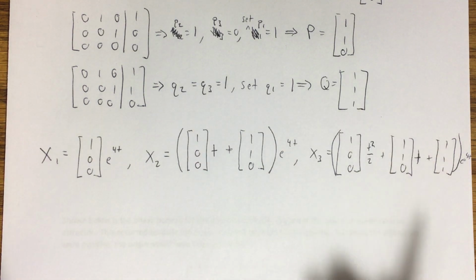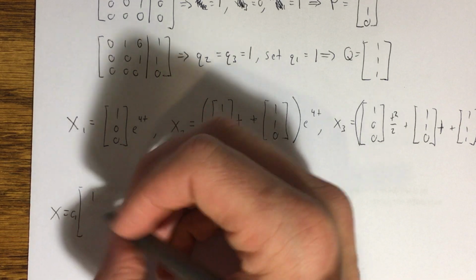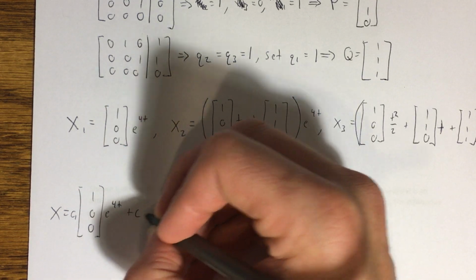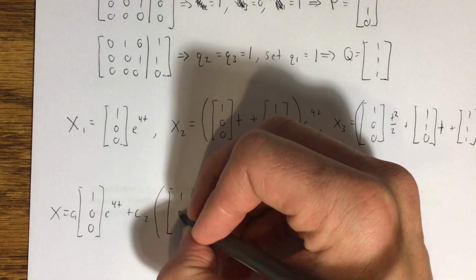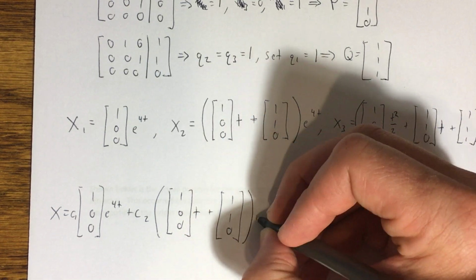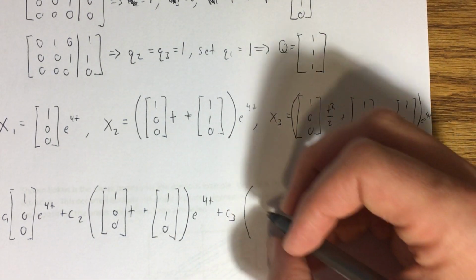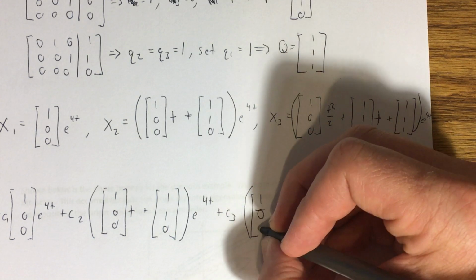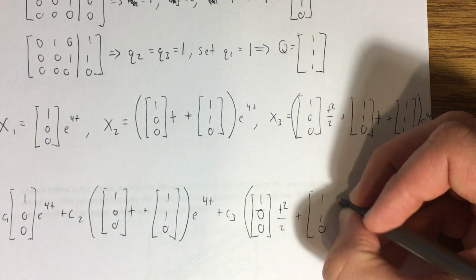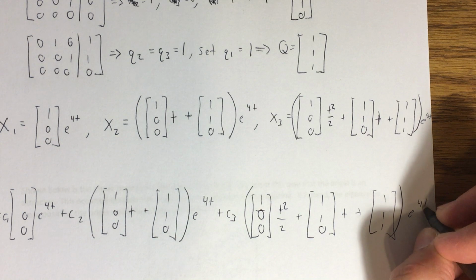Okay? So putting these together into a general solution, I get x equals c1, remember we need our parameters, times 1, 0, 0, e to the 4t, plus c2, 1, 0, 0, t, plus 1, 1, 0, e to the 4t, plus c3 times 1, 0, 0, t squared over 2 plus 1, 1, 0, t plus 1, 1, 1, e to the 4t. Okay?